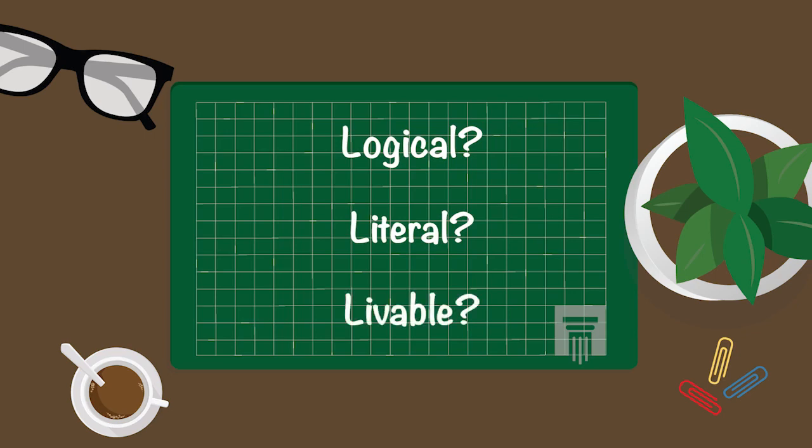Let's talk about logical. Logical refers to the internal coherence of a worldview. Are the ideas within this worldview mutually supportive of one another, or do they conflict? If a worldview is not logically coherent, then that worldview is false. One of the basic laws of logic is the law of non-contradiction. Something cannot be both true and not true at the same time and in the same way.